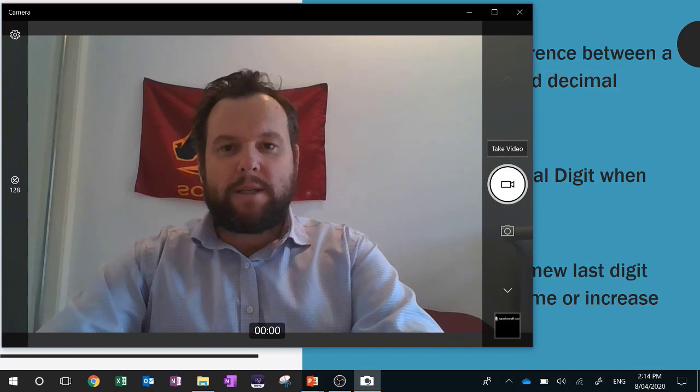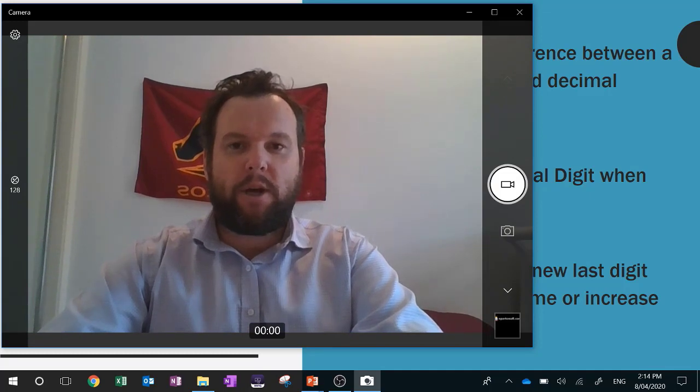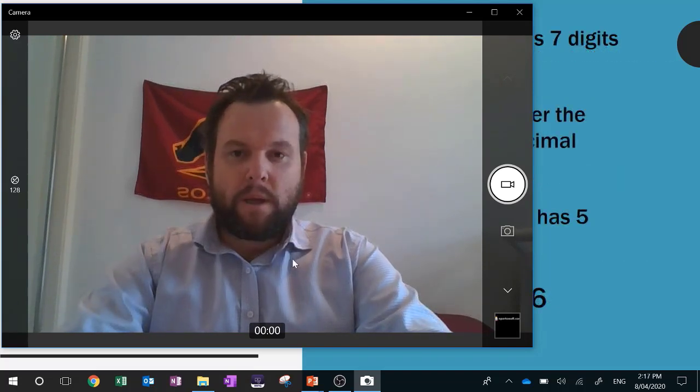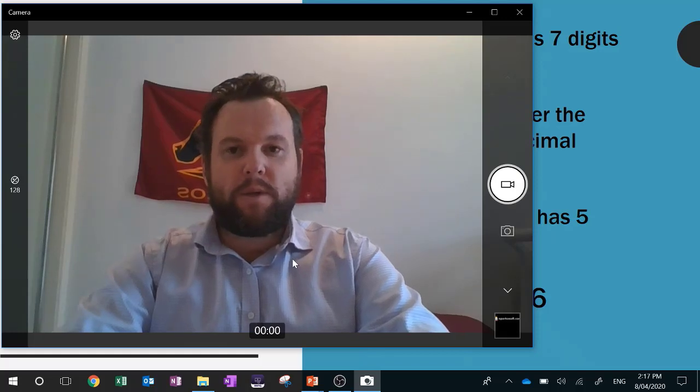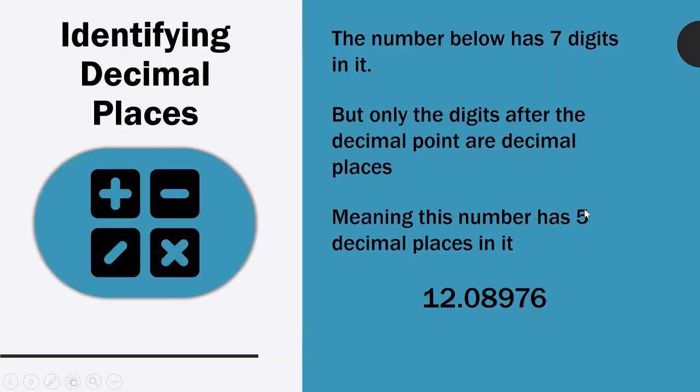Now, as always, a lot of this information might be a little bit overwhelming when we start, but hang with me, okay? So the first thing that we're going to do is look at the difference between decimal places and a decimal point. Okay guys, so the first thing that we need to do is look at the difference between decimal points and decimal places. So let's have a look at this slide here.